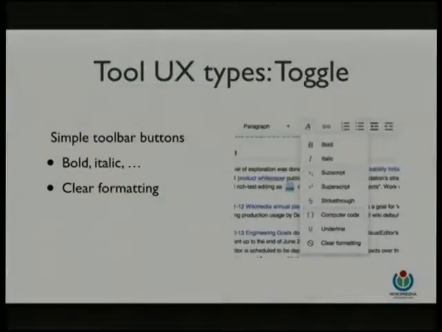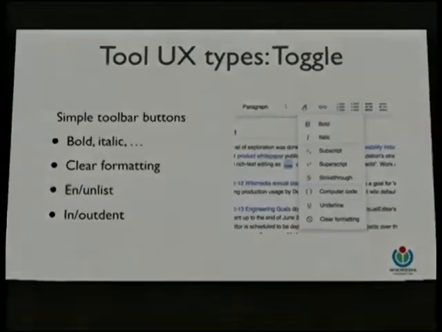So very quickly, in terms of user experience, you get simple toolbar buttons. So, on, off, that kind of thing. So you get bold and italic, clear the formatting. There's also more complex ones like enlist, unlist, or indent or outdent. Then there are dialogue types.